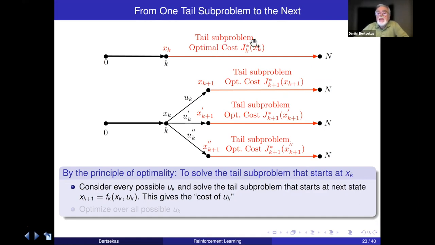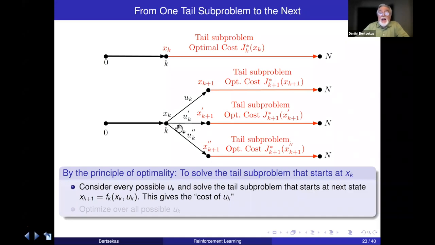Suppose we want to solve a tail subproblem that starts at state xk. And let's call the optimal cost of that problem Jk star of xk. I'm going to be using star for optimal quantities in this course. So this is the optimal cost for the tail subproblem that we want to solve. Now, suppose that I have solved the tail subproblem for all possible next states from xk. So from xk, I can choose this control and that control and that control, which leads me to different states. Suppose that I have solved these tail subproblems that begin at each one of these states. Then how could I reformulate my optimization for this tail subproblem?